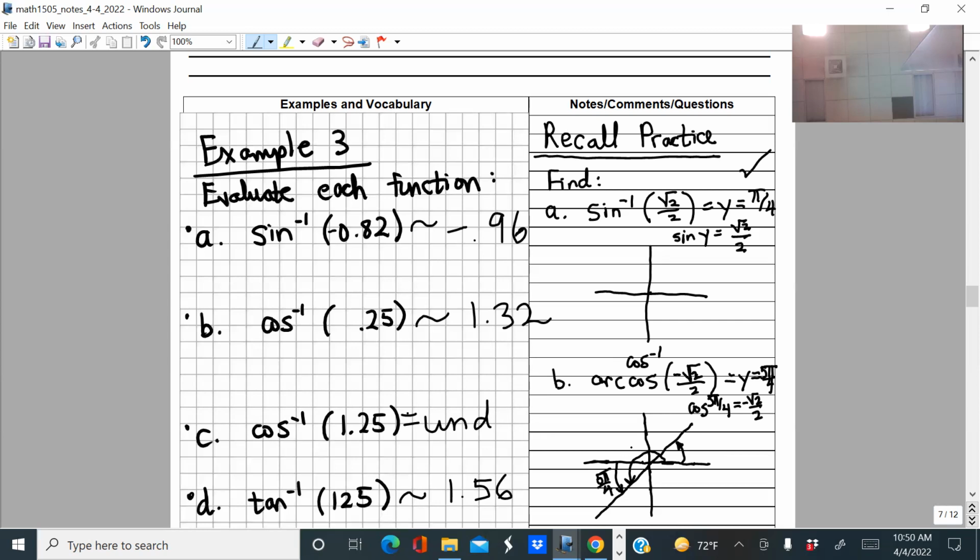So we really should have looked in quadrant 2. Why in quadrant 3 are we? No, it's because, this is what I keep reminding you: what's the range of the inverse cosine?